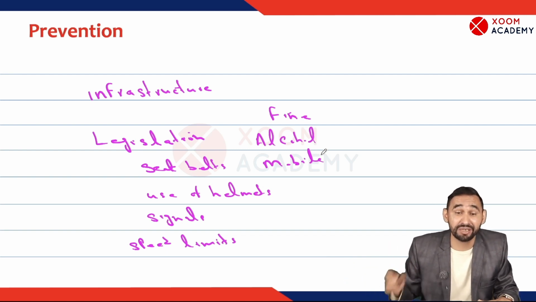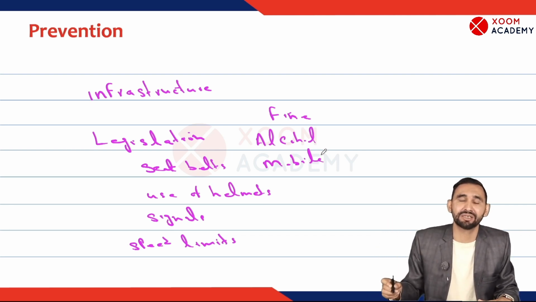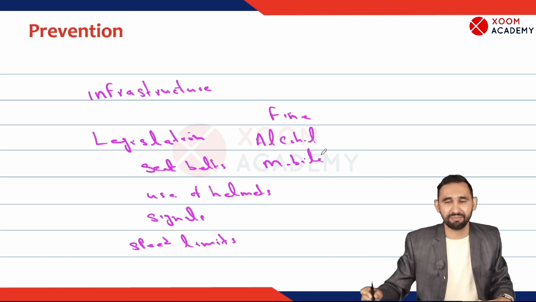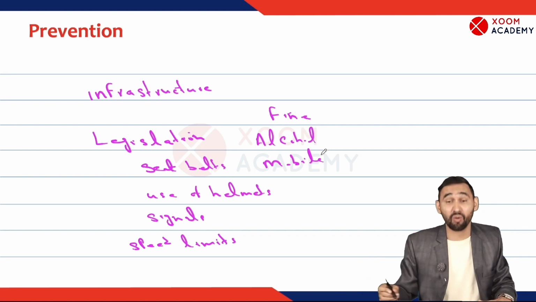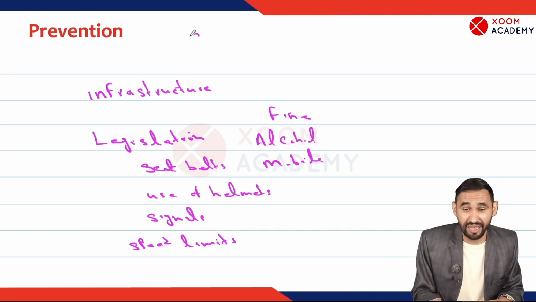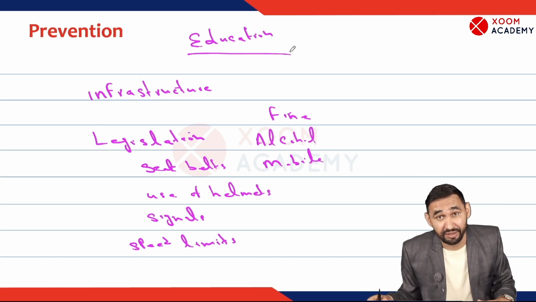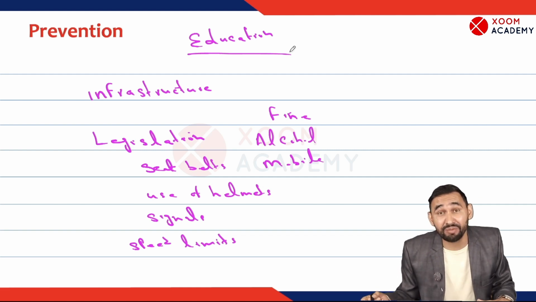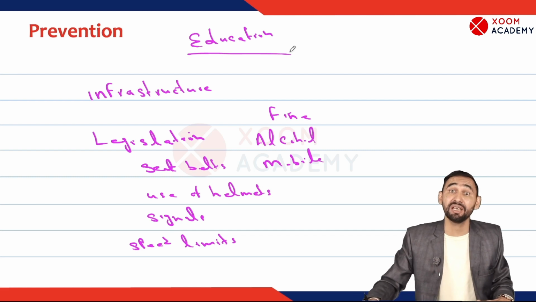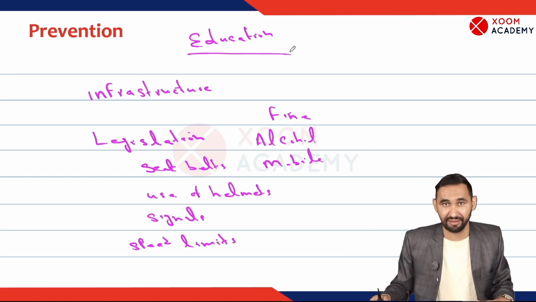People should be educated. So health education is mandatory. Everyone should be educated regarding traffic signals, seat belts, speed limits, fines, and use of alcohol during driving. So education has an important role. Education in their own language. Media can be used. Social media, mass media, TV can be used. There should be ads, there should be programs on TV regarding accidents, risk of accidents, and prevention of accidents.